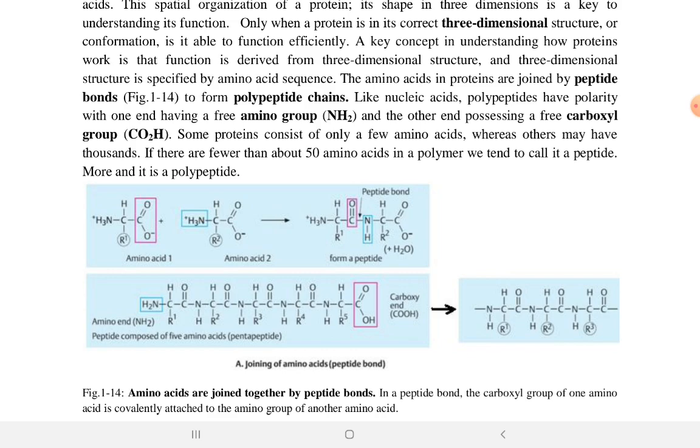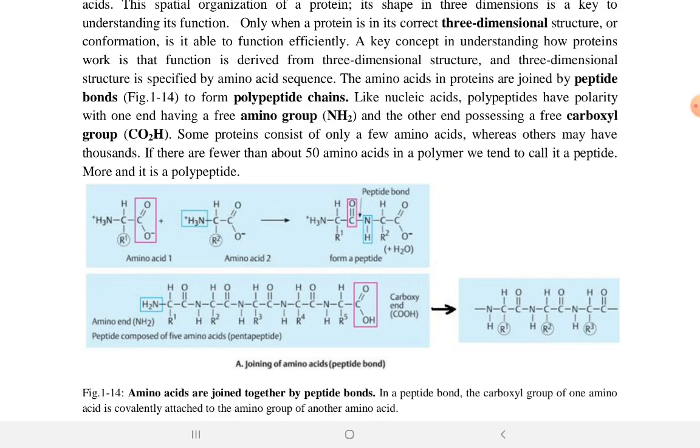And in addition, we have water to be provided. After this, instead of having an amino group, they have an amino end with nitrogen, NH2, and on the other side we have a carboxylic end. After this it is forming a peptide composed of 5 amino acids, according to how many monomers we have to join together to form a polymer.